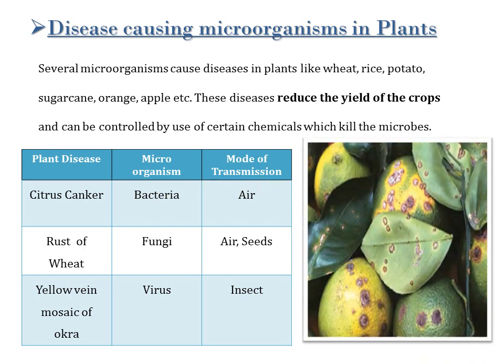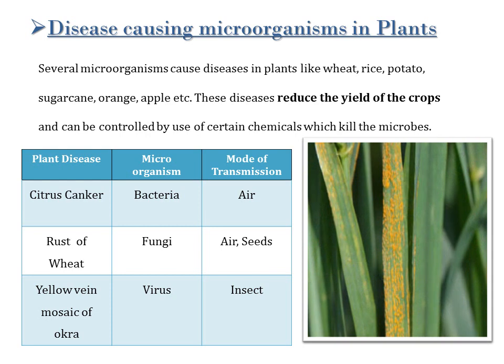Citrus canker is a disease which mainly affects citrus species only, like lemons, orange or grapefruit, and it mainly affects the leaves, stems and fruits of the citrus tree. Now the second plant disease was the rust of wheat. It is caused by the microorganism fungi, and the mode of transmission is either through air or through bad seeds. Wheat rust is a fungal disease that affects the wheat, barley or rye stems, leaves and grains.